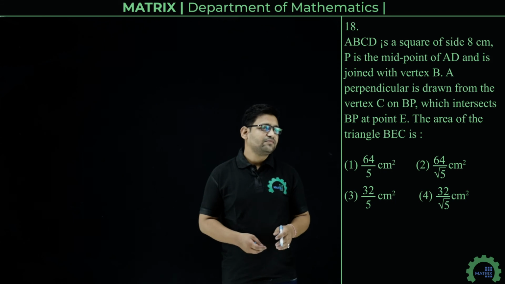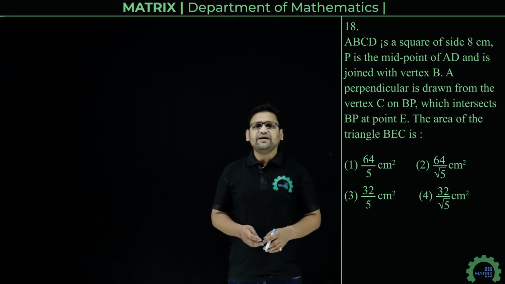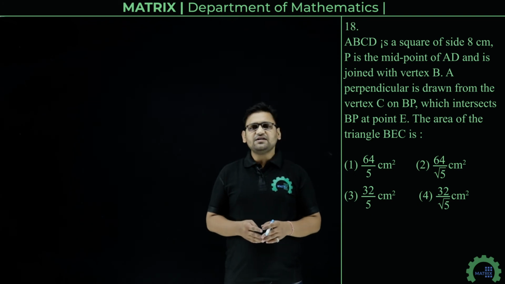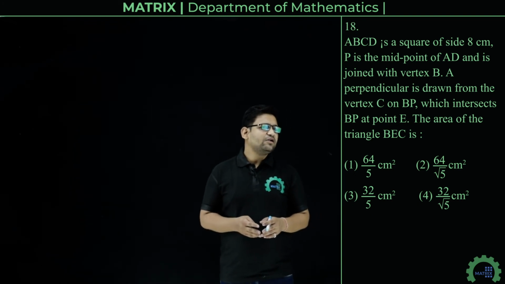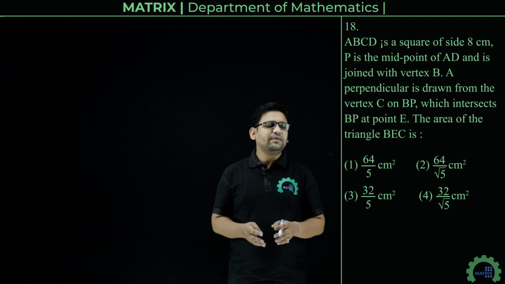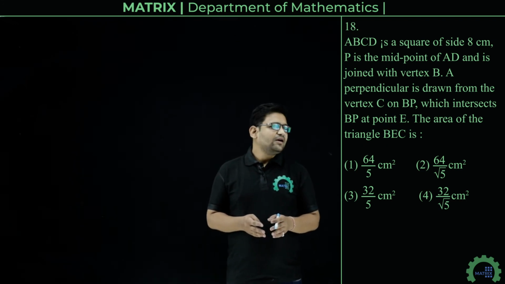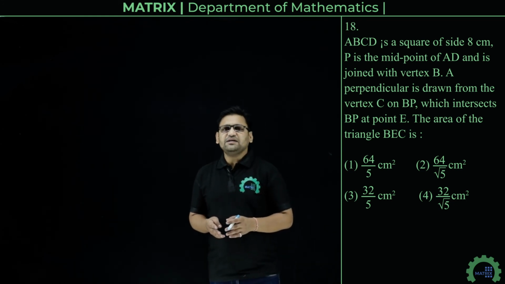Next question is, ABCD is a square of side 8 cm. P is the midpoint of AD and is joined with the vertex B. A perpendicular is drawn from the vertex C on BP which intersects BP at point E. We need to find the area of the triangle BEC.